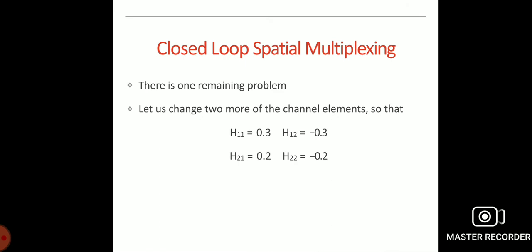There is one remaining problem. Let us change two more of the channel elements. The input channel parameter from the first transmitting antenna, H11, is equal to 0.3. From the second transmitting antenna, H21 is 0.2, and then H12 at the first received antenna is minus 0.3, and minus 0.2. So this is a significant sign change, that is, the polarity of the phase will differ between the transmitting antenna and the receiving antenna. So this method is called the closed loop spatial multiplexing method.